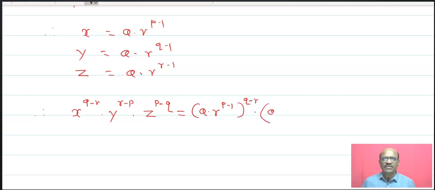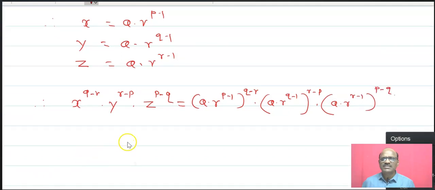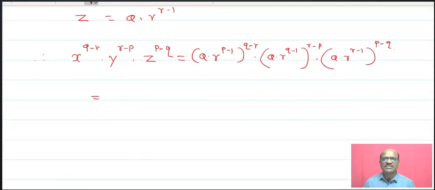Now see this. This is the value of x. We have substituted it, and bracket raised to q minus r. Next, this is the value of z. Now see this here. These are the values of x raised to q minus r, because here we have given it q minus r. Value of y raised to r minus p, here is r minus p. And the value of z is a into r raised to r minus 1, and raised to p minus q.